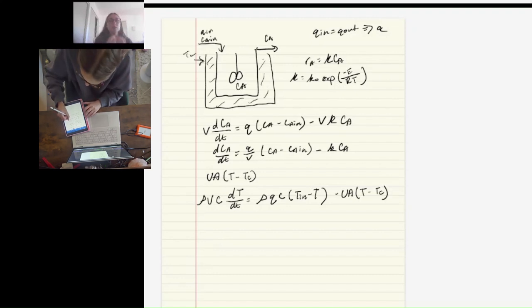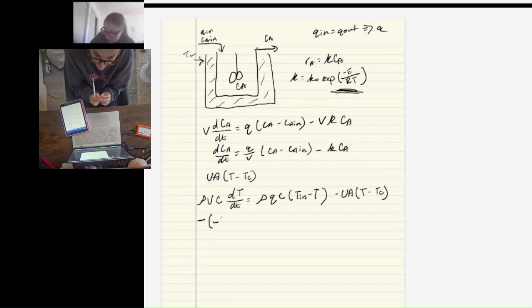And then we were talking about how this is an exothermic reaction because I have a negative up here, right? So since this is an exothermic reaction, we're going to need a heat of reaction, right? So we have a minus our heat of reaction, and our heat of reaction is going to be negative because this is an exothermic reaction, right? So negative heat of reaction, and then we're going to multiply this by our rate of reaction.